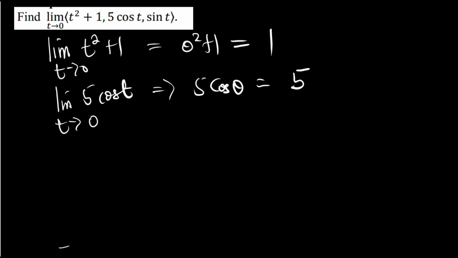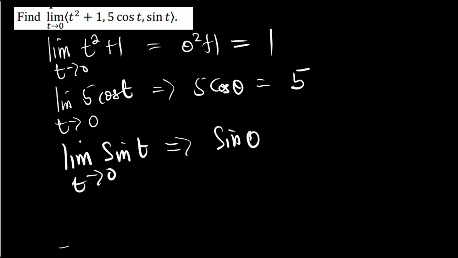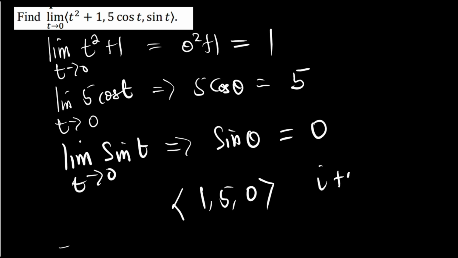Then we'll look at the last component function, sin t. Lim sin t as t approaches 0 will be sin 0, and sin 0 is 0. So the result will be 1, 5, then 0, or otherwise i plus 5j.